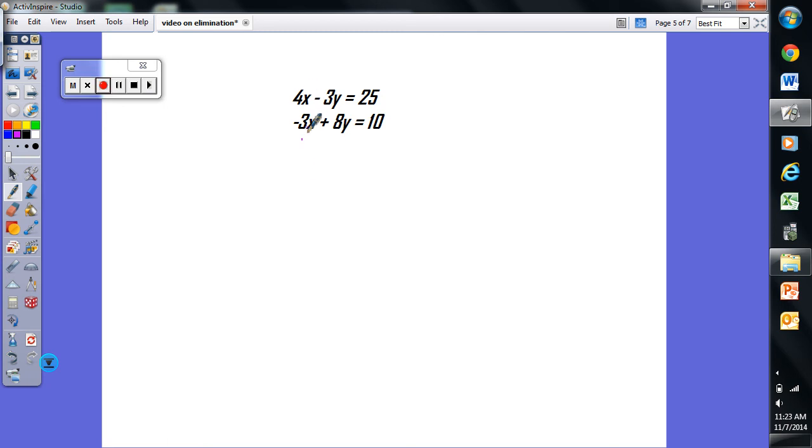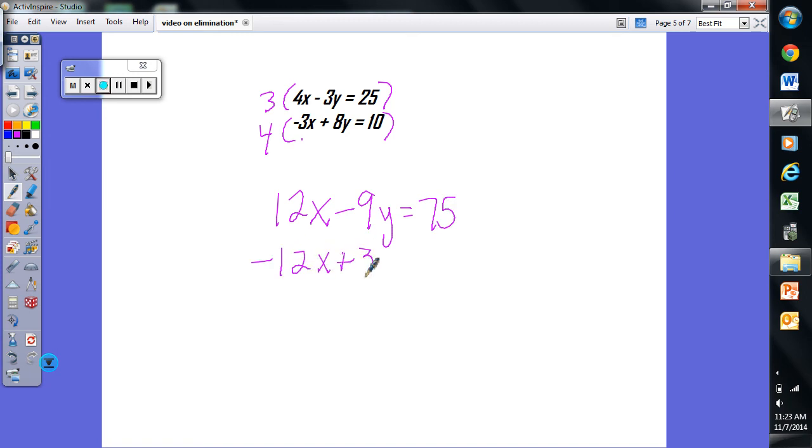I'm going to do the first one. So I'm going to multiply the top equation, everything through, by 3, and the bottom equation, everything through, by 4. Because what that does is it'll turn this into a positive 12x, and it'll turn this into a negative 12x. So let's see what happens. 12x minus 9y equals 75. Don't forget to multiply the constant at the end by the number. Negative 12x plus 32y equals 40. Add your equations together. The x's go away.